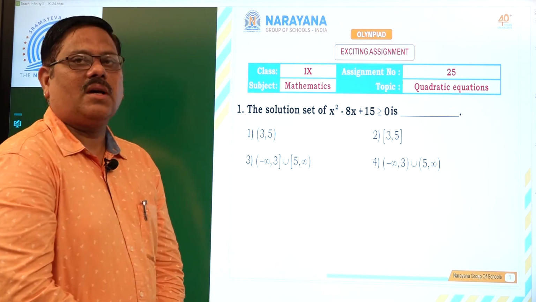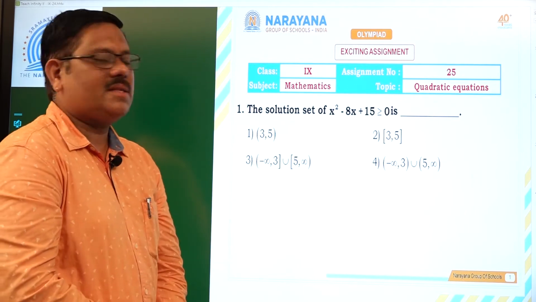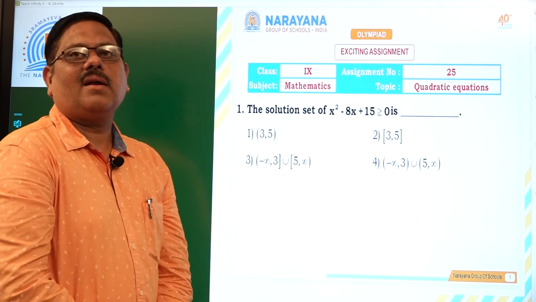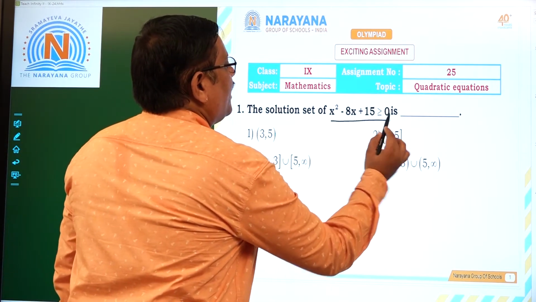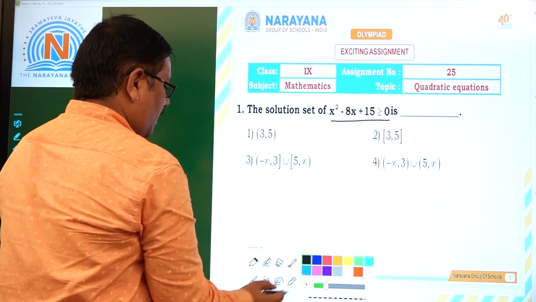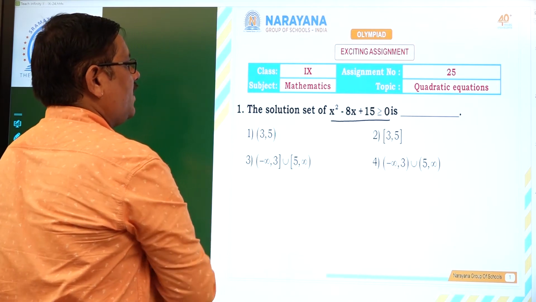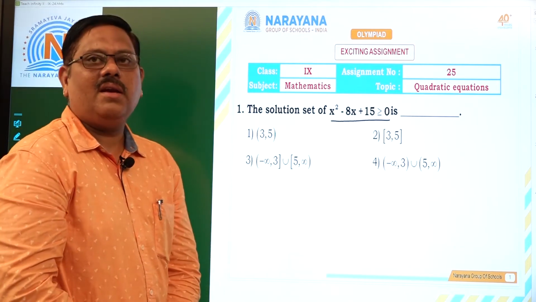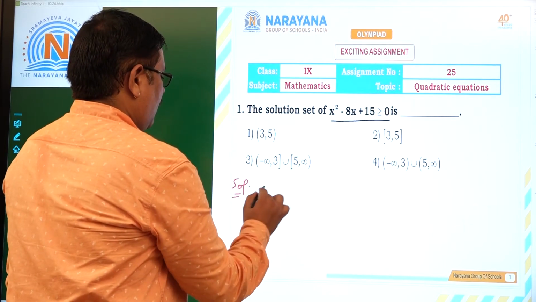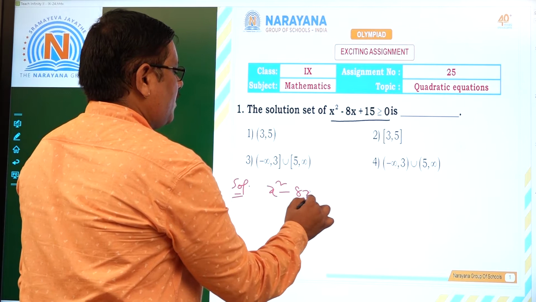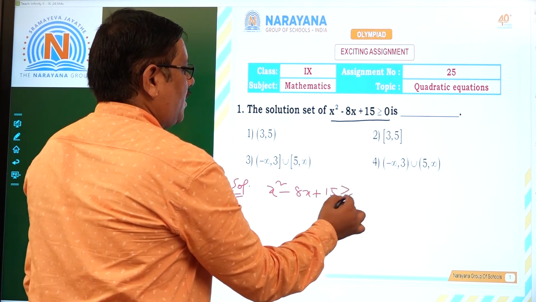The solution set of x square minus 8x plus 15 greater than or equal to 0 is. What is the inequality given to us? Quadratic inequality we call it as. What is the quadratic inequality given to us? x square minus 8x plus 15 greater than or equal to 0. Let us try to solve it.